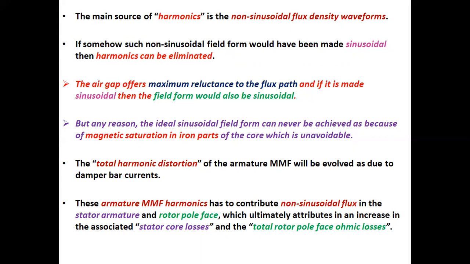The total harmonic distortion of the armature magnetomotive force will evolve due to damper bar currents. These armature MMF harmonics contribute non-sinusoidal flux in the stator armature and rotor pole phase, which ultimately results in an increase in the associated stator core losses and the total rotor pole phase ohmic losses.